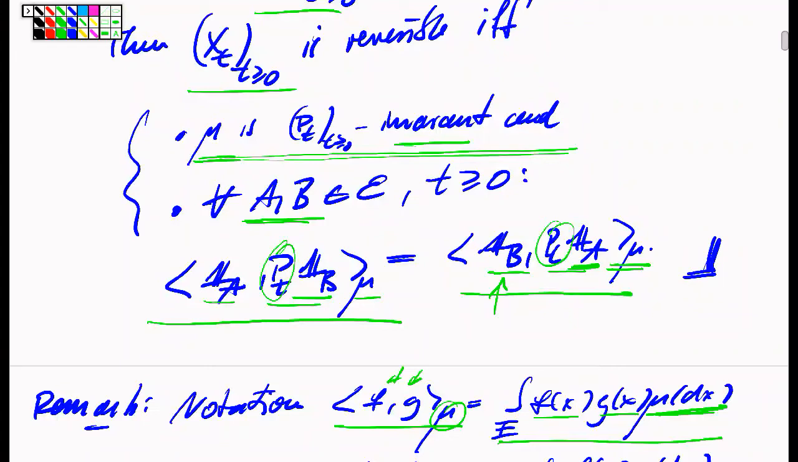In this case, the reversibility, this symmetry condition that we have here, does not necessarily also imply that the measure mu is in fact invariant.